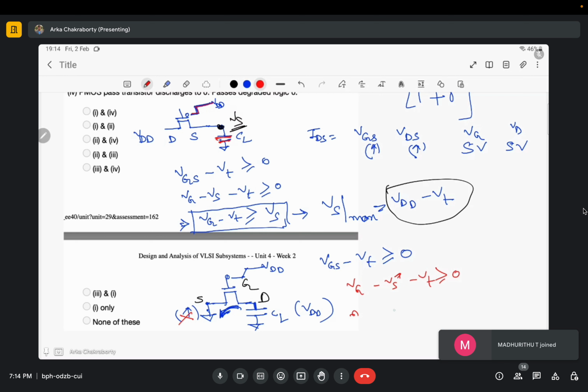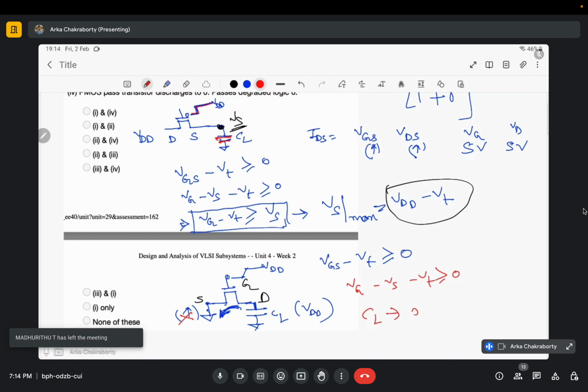Let me write it like this. As my source voltage can go up to 0 volt, my CL would be able to discharge completely from VDD to ground. So the voltage that I have provided here, this 0 volt, will be passed on to this CL. My CL will also go from VDD to 0 volt. Got it? Forget about this expression.